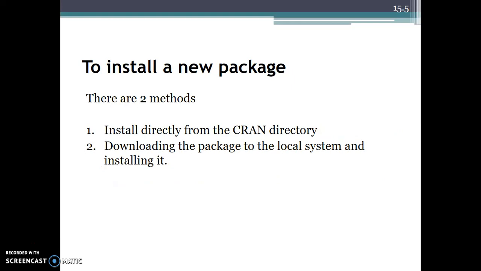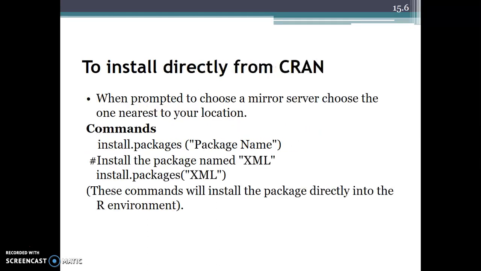Now the most important part is, whenever we need a new package, we have to go through this procedure. You can directly install from the CRAN directory or download and install it. Installing directly from the CRAN directory is a lot easier. When prompted to choose the server, the servers are located globally and these packages are available on those different servers. You have to choose the one nearest to you. It's not necessary, but suggested, because the distance the traffic travels on the internet is going to be less. But you can install from any server.